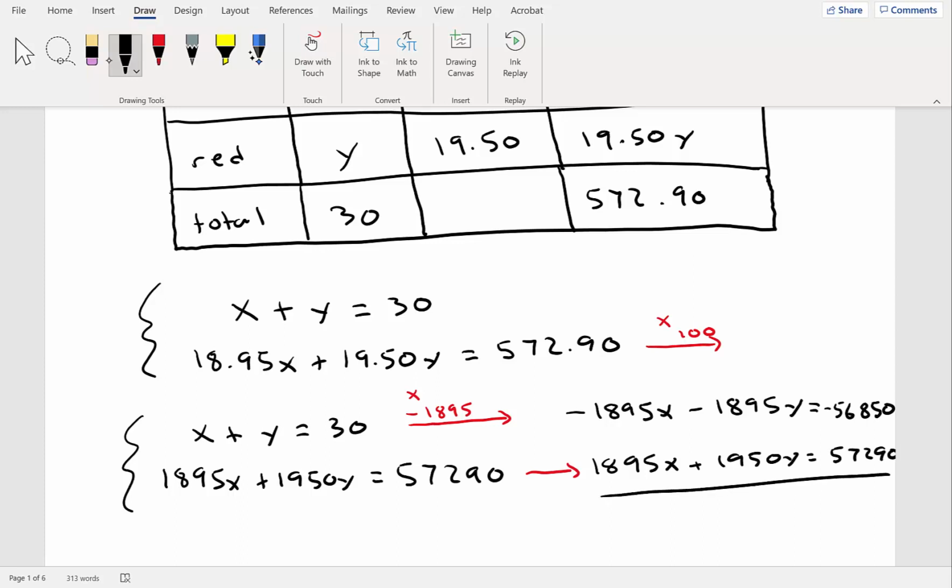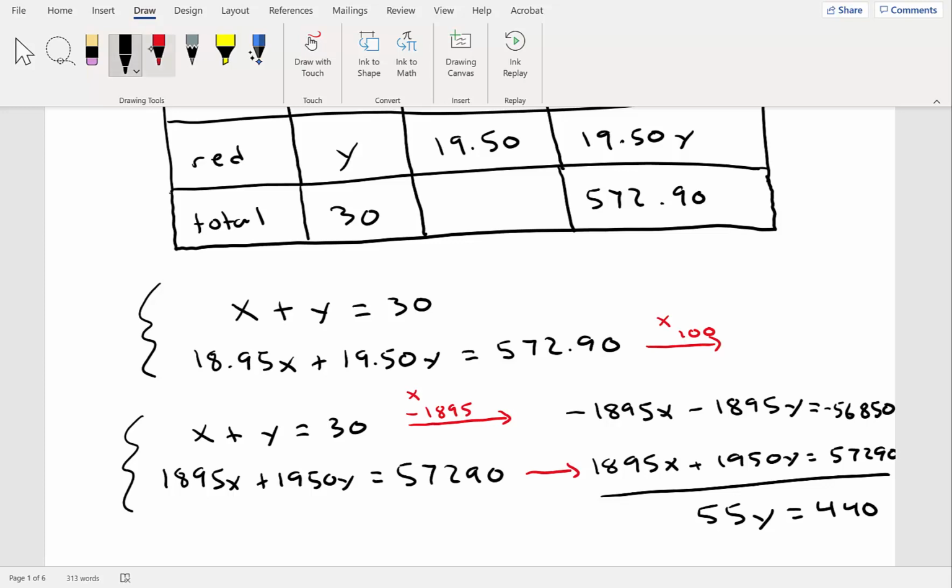Okay. And now we can go ahead and add these equations together. So adding them up, our x's cancel out. Now negative 1895y and positive 1950y is going to give us 55y. We have that equal to... Now let's go ahead and subtract the right hand side, because there's 440.